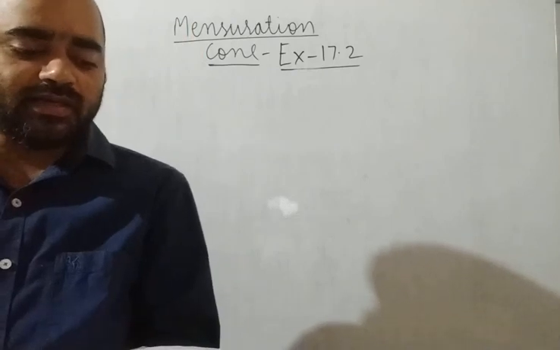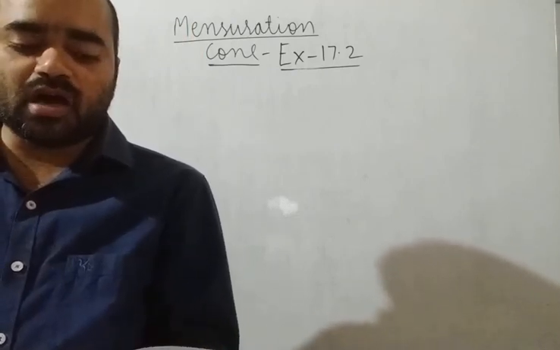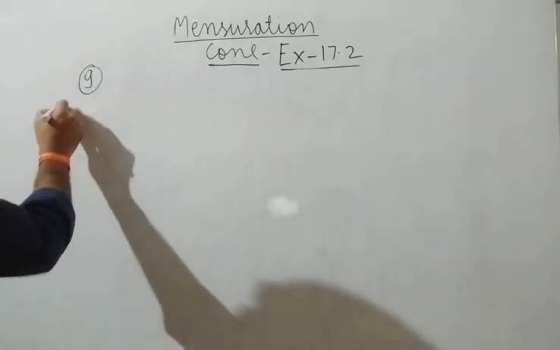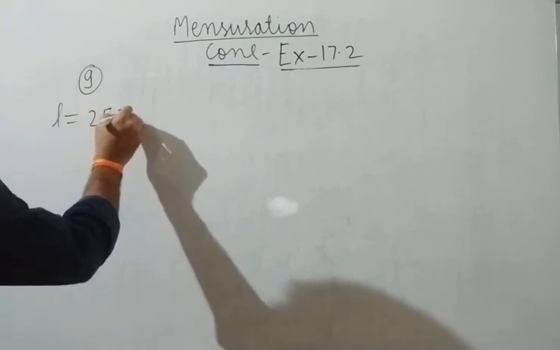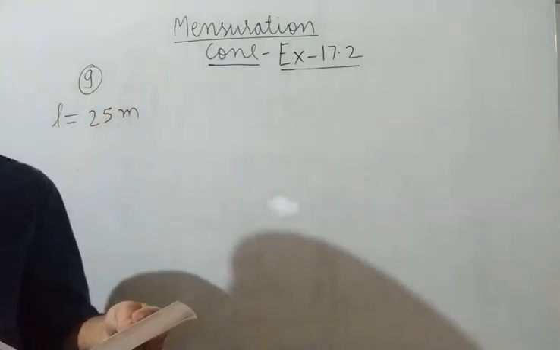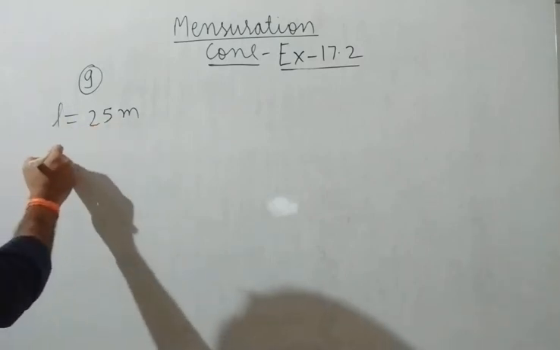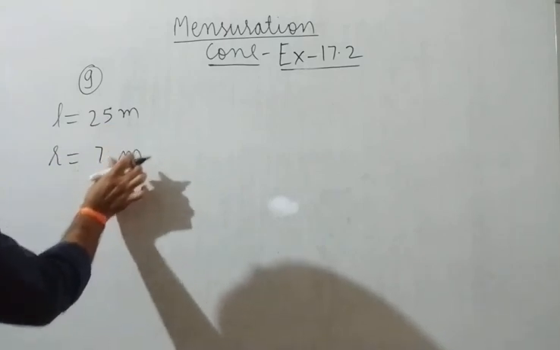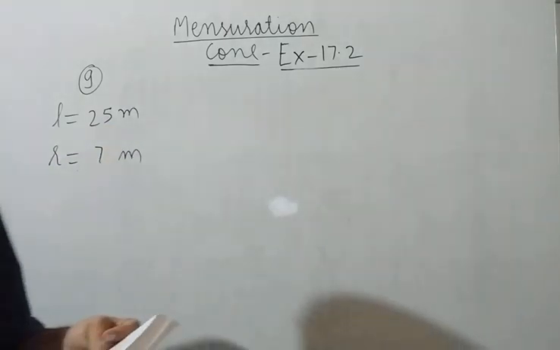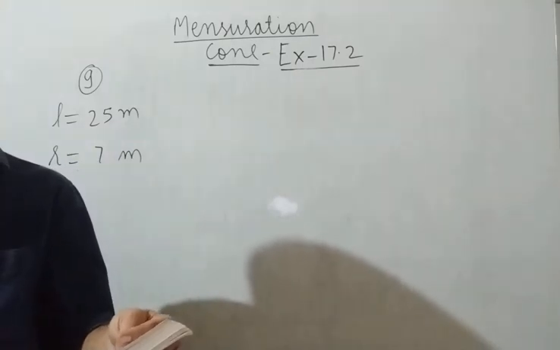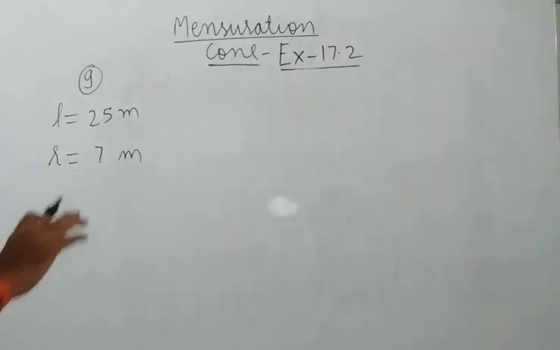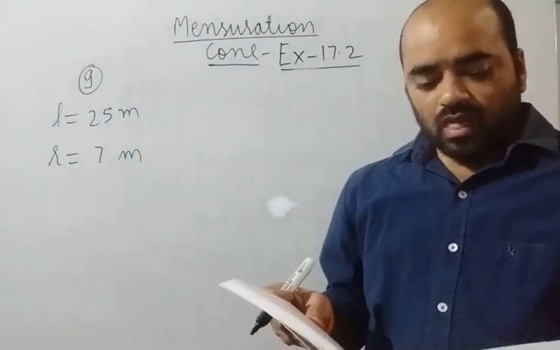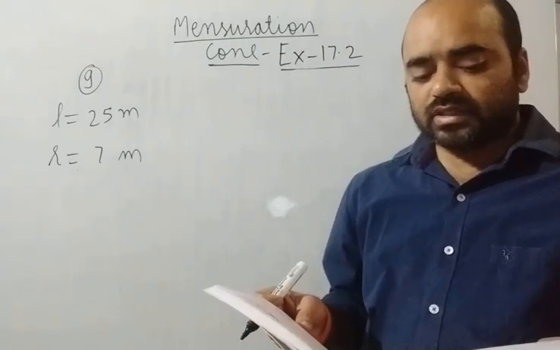The question is: slant height and base diameter of a conical tomb are 25 meter and 14 meter. Slant height, that is L, is 25 meter, correct? And diameter is 14, it means radius will be 14 by 2, that is 7 meter. So slant height is 25 meter and radius is 7 meter. Next, find the cost of whitewashing its curved surface area.